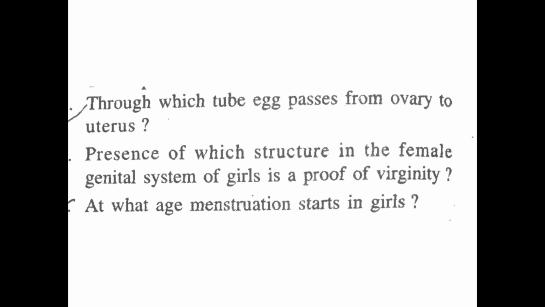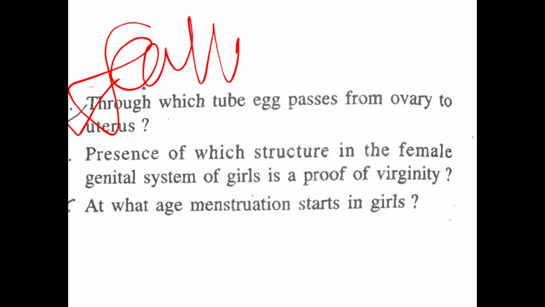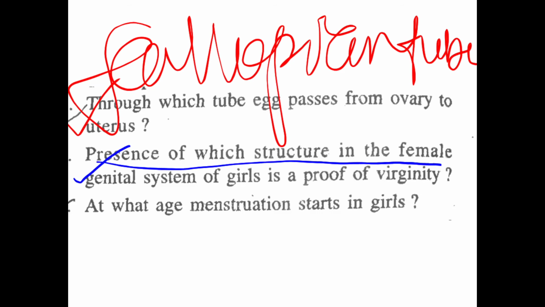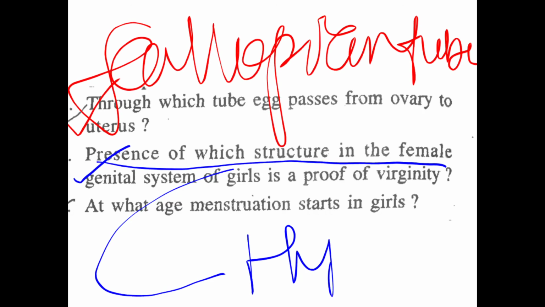Next. Through which tube does the egg pass from the ovary to the uterus? The tube is the fallopian tube. Okay. Next, presence of which structure in the female genital system of a girl is the proof of virginity? Hymen. The terms are very difficult, so please read them carefully and practice again and again, then you can achieve your goal. Okay, that is hymen.